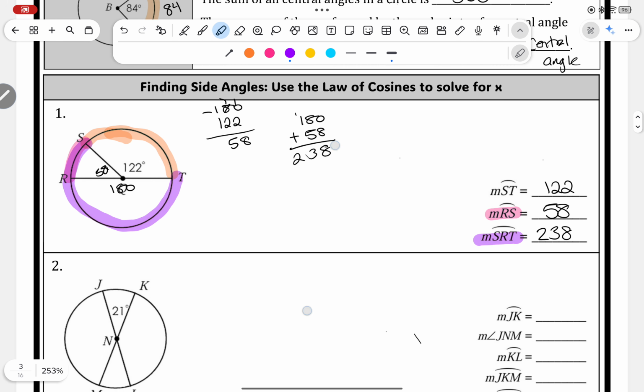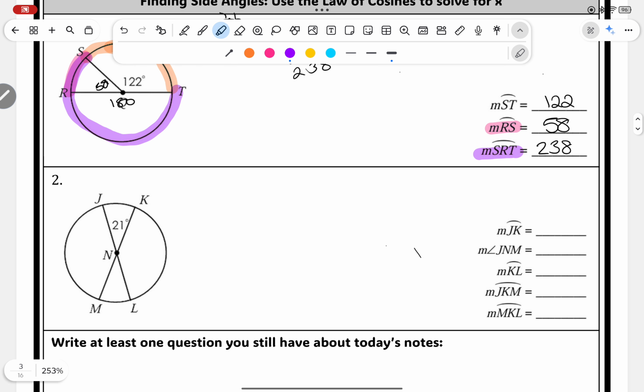Okay. Measure of angle, question 2. Before I even look at the right side, the first thing I'm going to notice is I have a vertical angle, which means that this angle measurement here is also 21 degrees. So now my first question is asking me for the measurement of arc JK. And because I have angle JNK, arc JK is the same at 21.